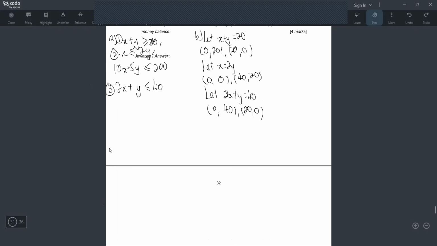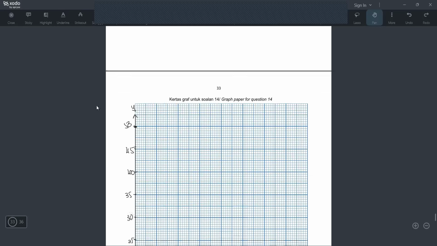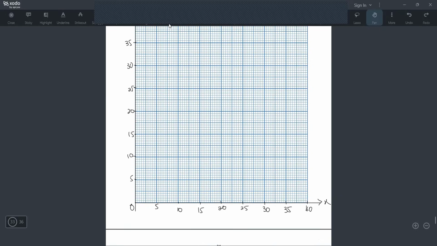All right, let's plot the first point. The first point is 0, 20, 20, 0, and the equation is x plus y equals 20. So let's plot 0, 20, 20, 0. 0, 20 is here, 20, 0 is here. And when you draw a line, you will use the long ruler. So like this. And don't forget to write the equation afterwards. So what is the equation? x plus y equals 20.